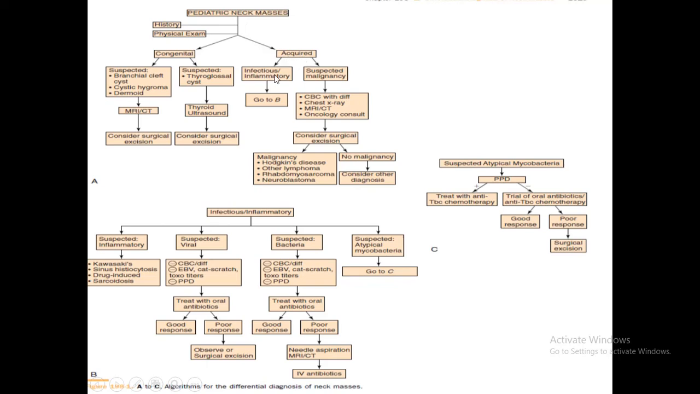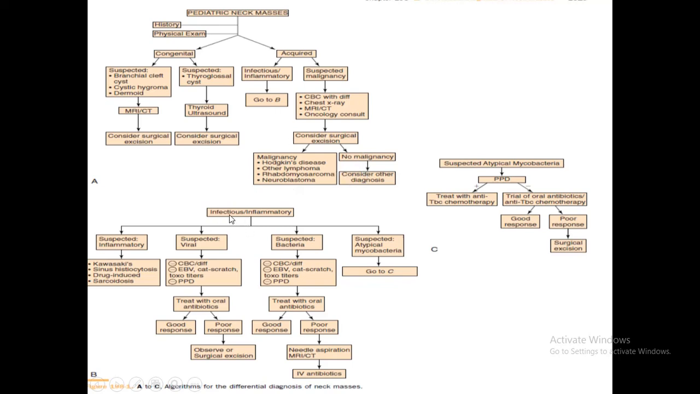And if a child comes to you with a neck mass and you are suspecting an acquired lesion, it can be infectious or inflammatory, or you can suspect a malignancy. If you are suspecting a malignancy, then you should go for tests like CBC, chest X-ray, MRI and CT, and you should also consider help from the oncology department, and consider surgical excision. If there is malignancy, it can be due to Hodgkin disease, lymphoma, rhabdomyosarcoma or neuroblastoma. If there is no malignancy, then consider other diagnoses.